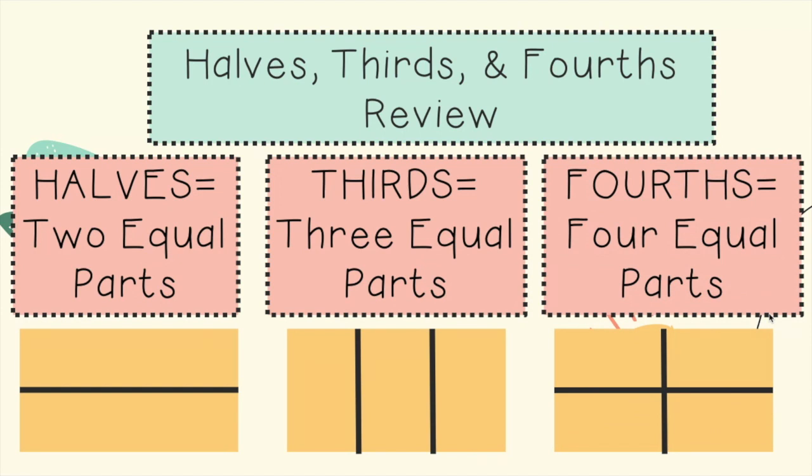And then the last is fourths. So here you can see that I used a vertical and horizontal line to create 4 equal parts, but you can also use all horizontal lines, or all vertical lines. But here I'm using a combination of both. And make sure that if you're using halves, it's always 2 equal parts, meaning each part is the same shape. Thirds, there's always 3 equal parts, so all 3 parts are the same size and shape. And then same with fourths. You want to make sure you have 4 equal parts and they're all the same size and shape.